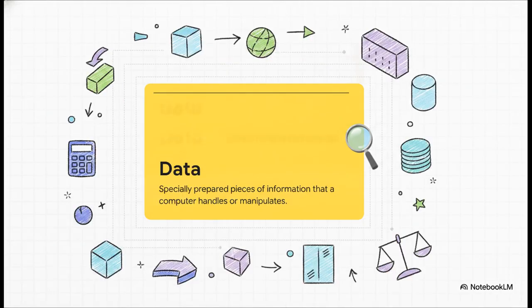And, well, that brings us to our next absolutely crucial term, data. Data represents those specially prepared pieces of information that the computer handles, manipulates, or calculates. Whether it's doing complex math, updating a massive database, or just making logical comparisons, data is the vital lifeblood flowing through the machine. Without data, the computer is literally just an empty vessel sitting there waiting for instructions.